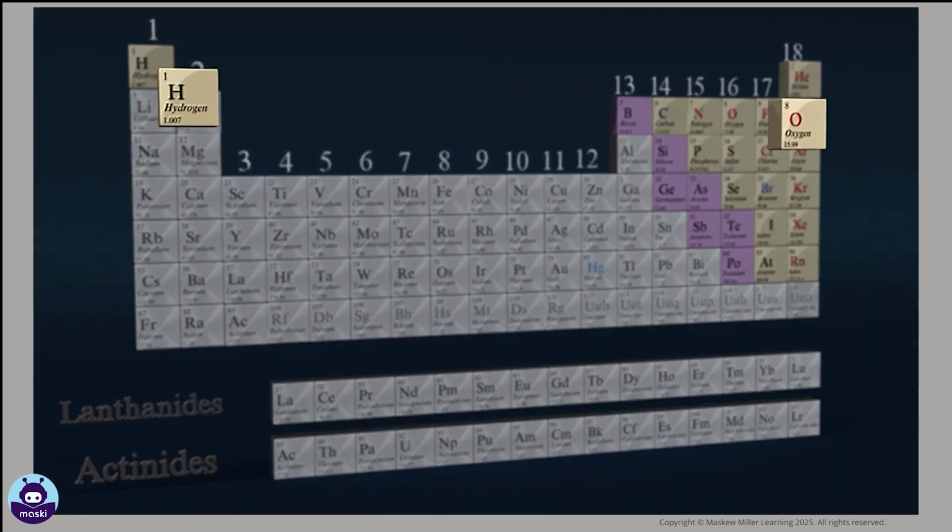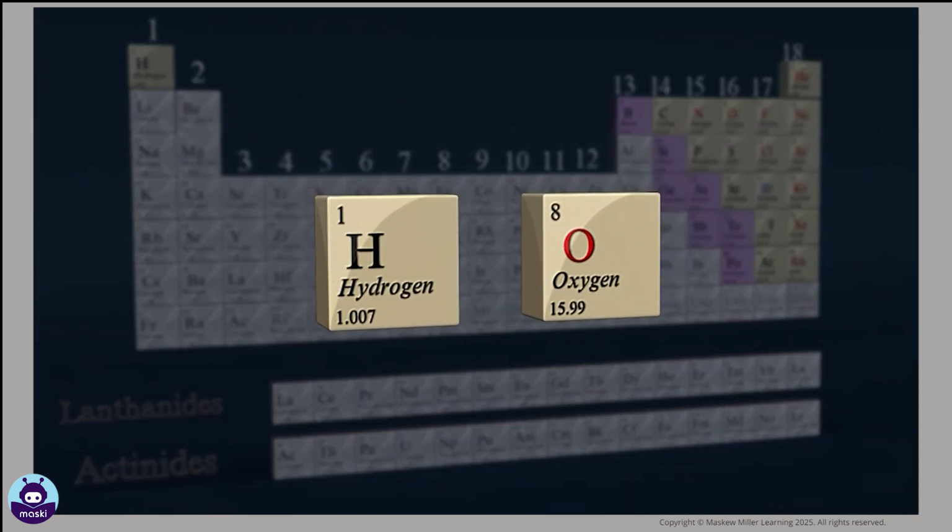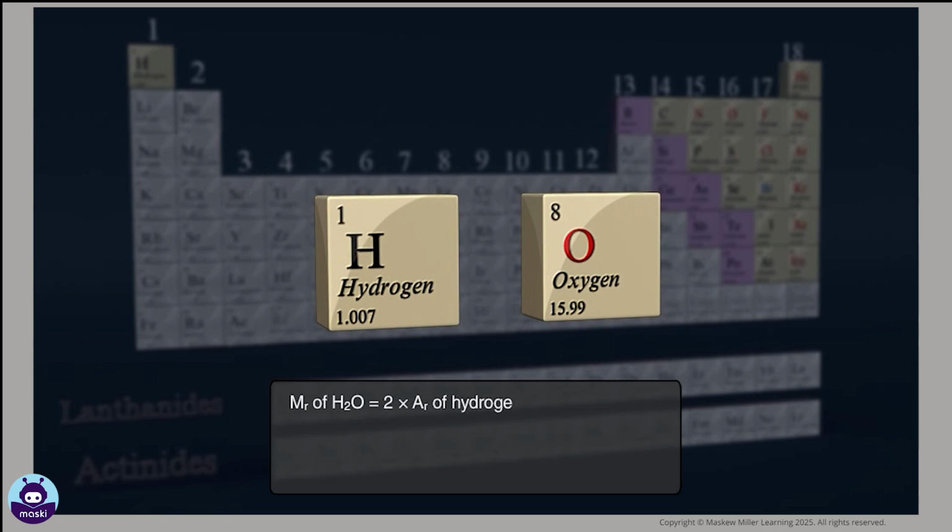We can easily determine this from the relative molecular mass of water. Relative molecular mass of H2O equals 2 times relative atomic mass of hydrogen plus 1 times relative atomic mass of oxygen, equals 2 times 1,007 plus 1 times 15,99, equals 18,004. 1 mole of water has a mass in grams that is equal to its relative molecular mass. In other words, the molar mass of water is 18,004 gram per mole.